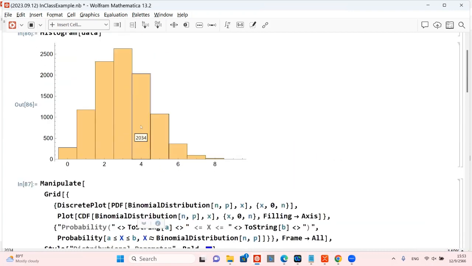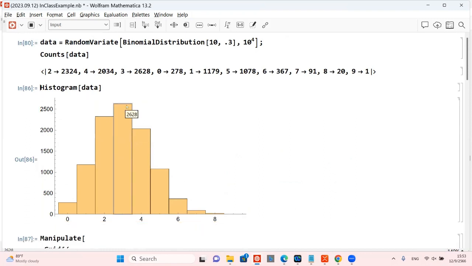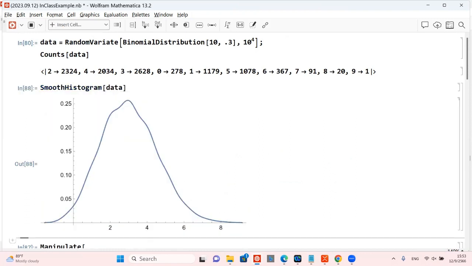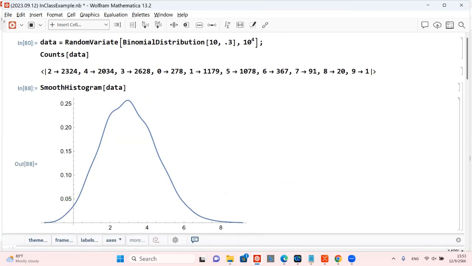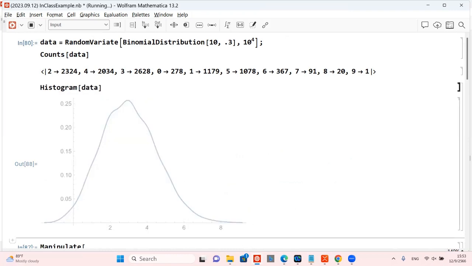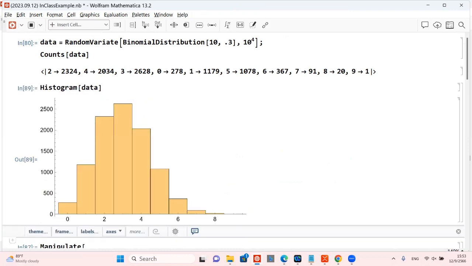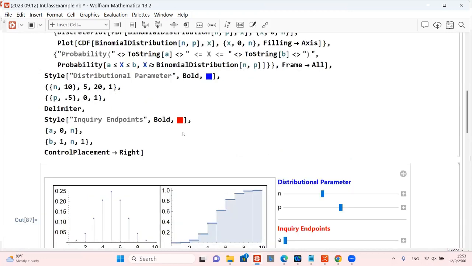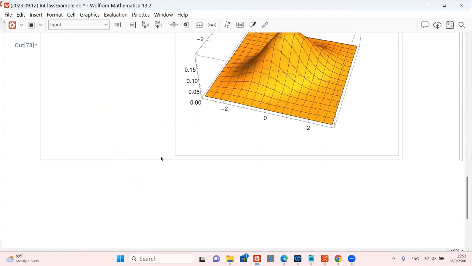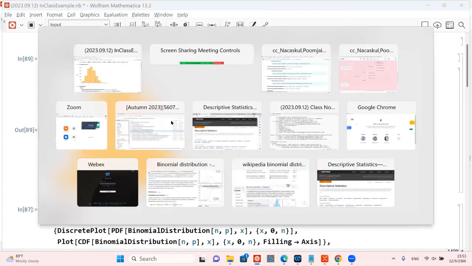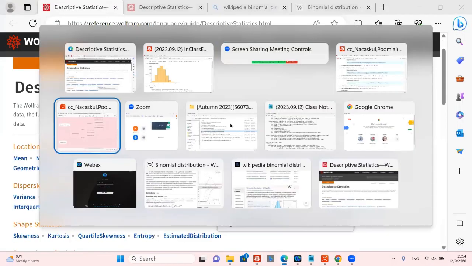Now, you can also do what's called a smooth histogram sometimes. Sometimes it helps you to do a smooth histogram. So a little bit like that. Now, technically, this is not good because binomial distribution is discrete. It's not continuous. So that smooth histogram is usually used for continuous. So there we go. Now, I'm going to play both sides of the game.